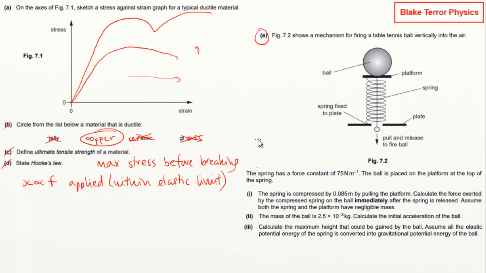Now we're on to the bulk of the calculations here. We've got a mechanism for firing a table tennis ball into the air, which is just a spring which pings it upwards. Spring has a force constant of 75 newtons per meter. Spring is compressed by a certain amount. Calculate the force exerted by the compressed spring on the ball immediately after the spring is released. Assume both the spring and the platform have negligible mass. All right, interesting. So they've described it as negligible mass here.